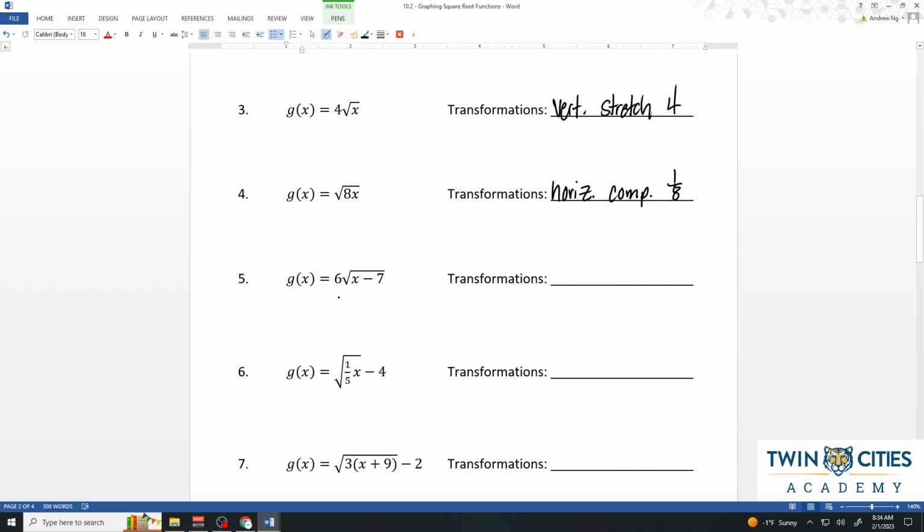And then starting with number 5, we're going to mix and match. We've got 2 things happening. We've got a 6 on the outside, so 6 times the square root, and then x minus 7. So let's start with the 6. This is going to be a vertical stretch of 6.